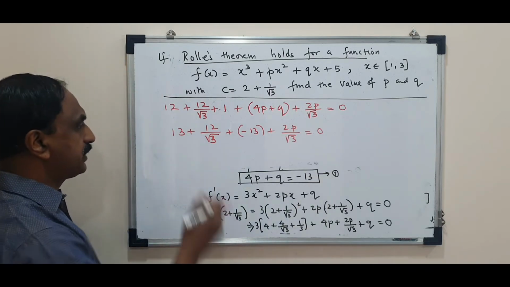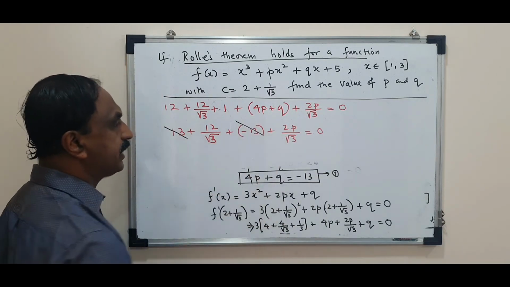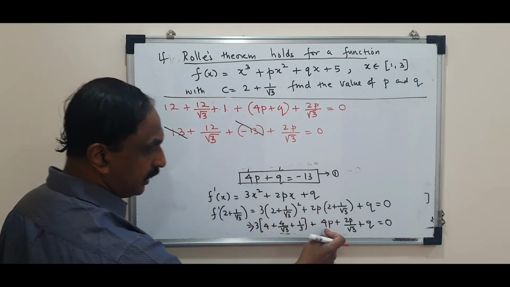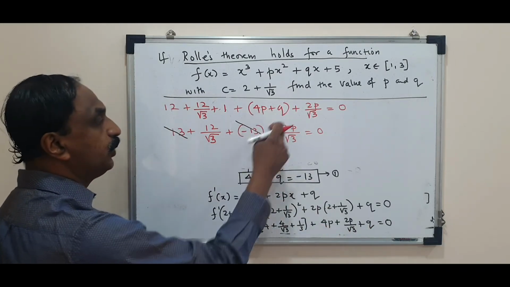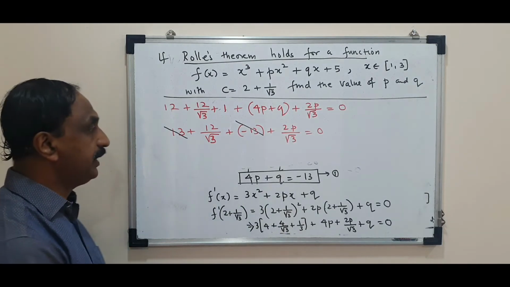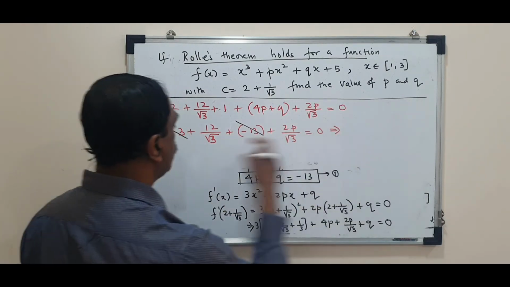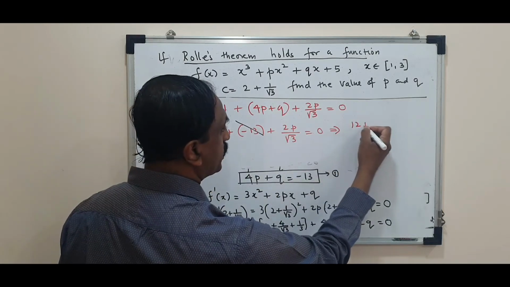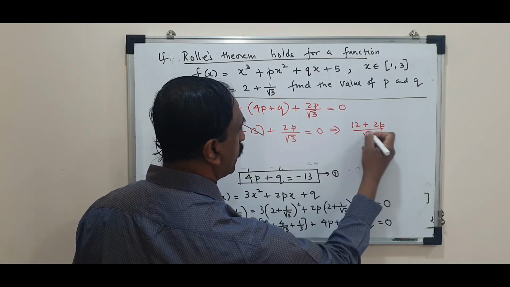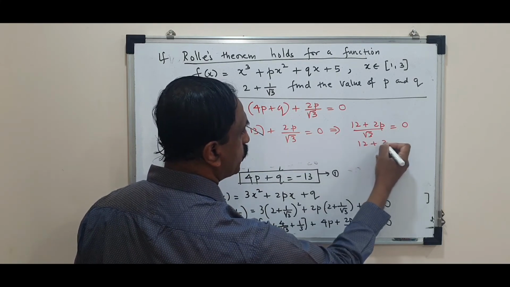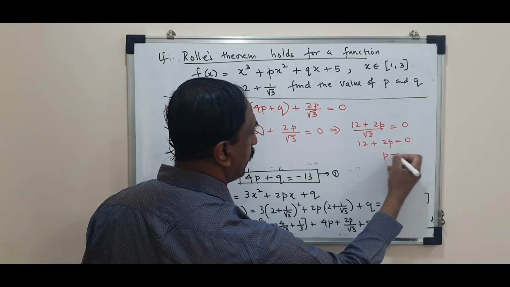Again I can get this 13 and minus 13 cancelled. Now my calculation became very easy. This is a very important thing: substituting 4p plus q as minus 13 should be done in the beginning. So now I can write, this implies 12 plus 2p upon root 3 is 0. So from here 12 plus 2p is 0, so p is minus 6.